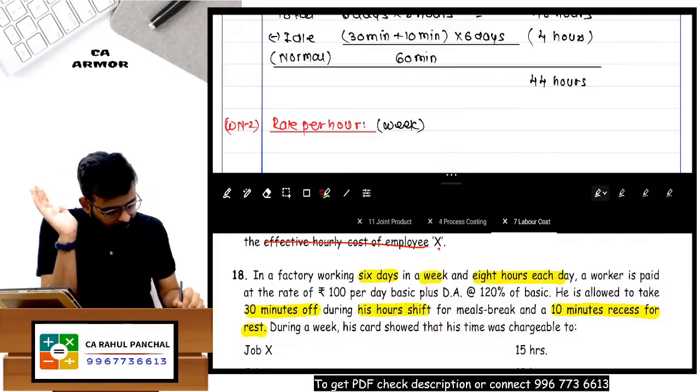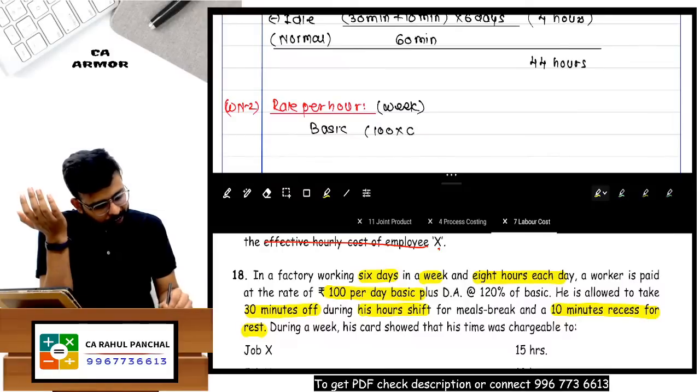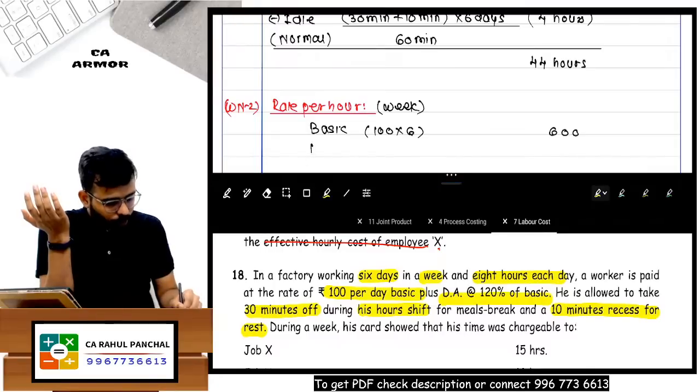So in 1 week, sir, it is written first, worker is paid 100 rupees per day as a basic. So sir, in 1 week, what is the payment that you will pay basic ka? 100 rupees per day. So 6 days he is working for, you will pay 600. Acha, then you are paying dearness also.